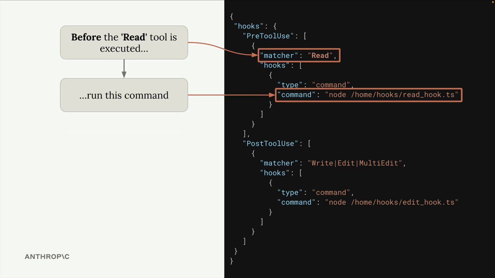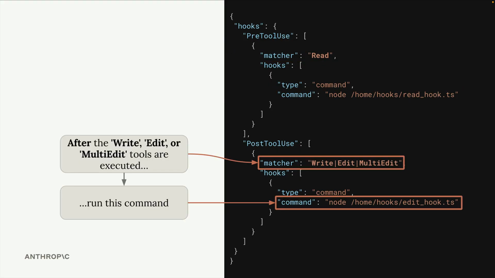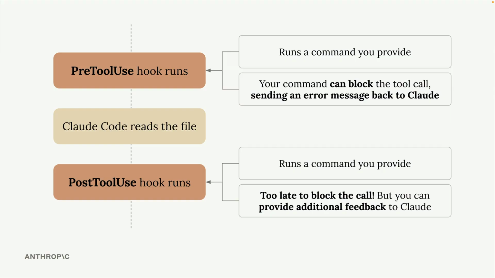In each of these sections, we provide a matcher. This indicates which tool use types we are looking for. So in this case, I want to find uses of the read tool. Whenever Claude Code attempts to read a file, I want to run the command you see listed there. Likewise, inside the post-tool use section, after use of the write, edit, or multi-edit tools, there's a different command that I want to run. Now here's the important part.